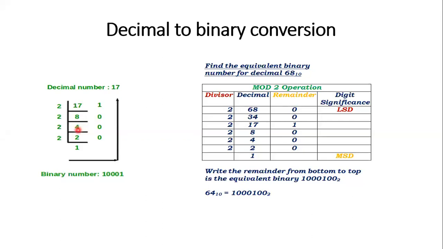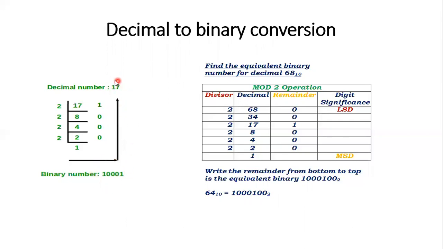Then again, this 4 is divided by 2, giving 2, and the remainder is 0. Then again, this 2 is divided by 2, giving 1, and the remainder is 0. So you put the remainders here, and then you read from bottom to top: 1, 0, 0, 0, 1. It is 10001, which is the binary.